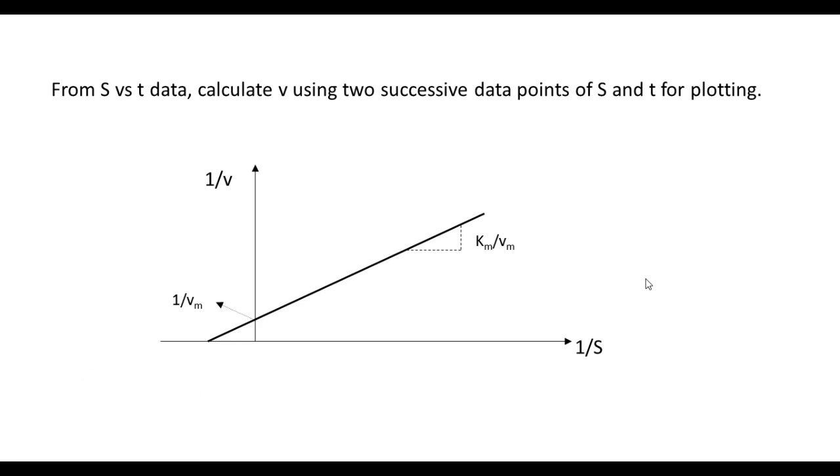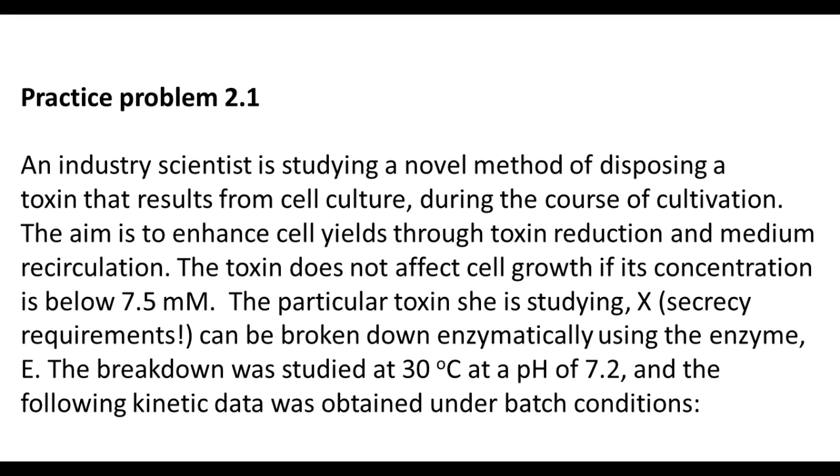So 1 by V versus 1 by S, you'll get a line like this. The y-intercept is 1 by Vm and the slope is Km by Vm. Other types of plots can also be used. Let's not get into that; you can look at any standard book on enzyme kinetics, including your textbook, for the other plots. Now, let a problem be assigned. You can try this problem out. This requires the concepts that we just picked up.